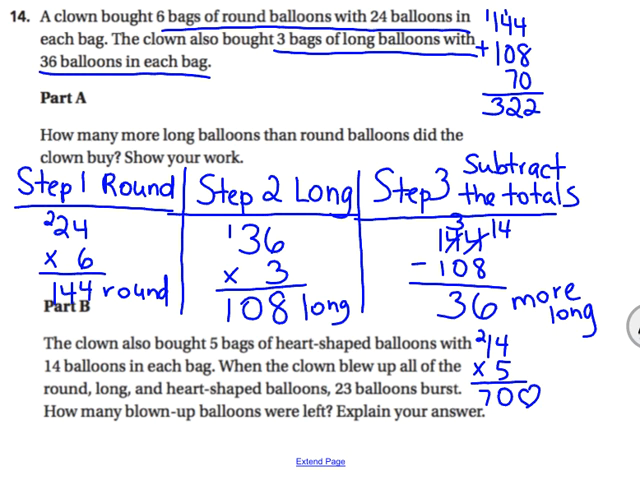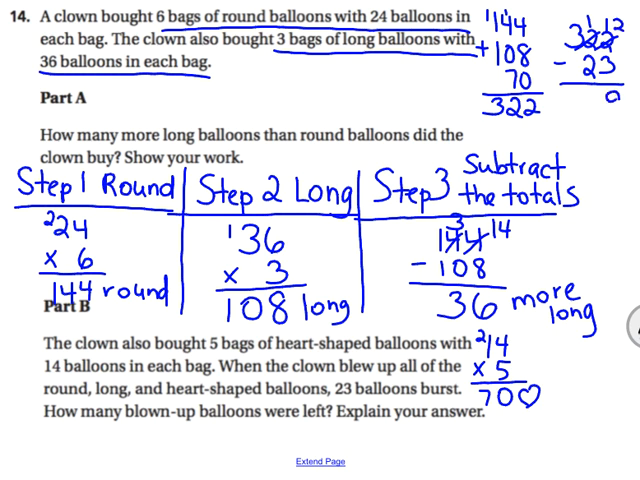And then all of a sudden, 23 burst. So out of my 322 balloons that the clown has, all of a sudden 23 go away. So I have to do 322, and I have to subtract the 23 balloons. Okay, so if I have 2, I can't take 3 away.